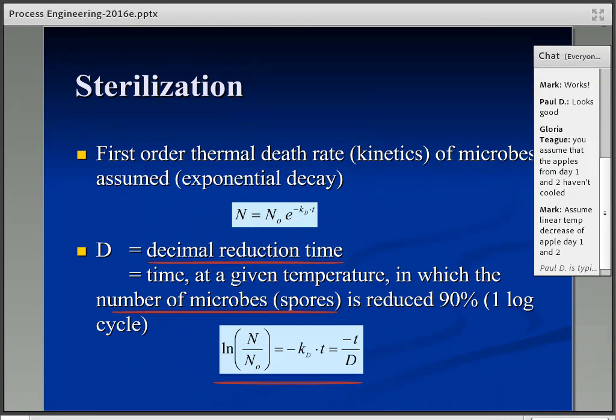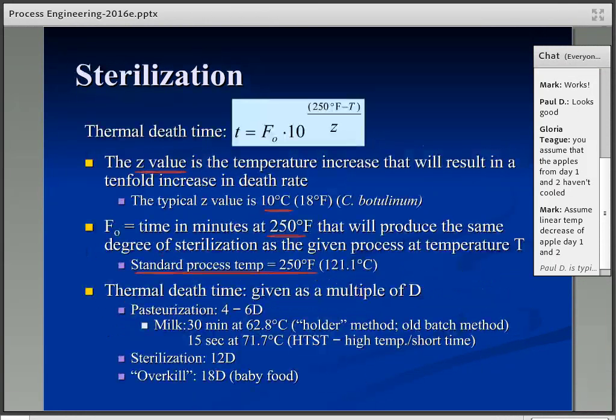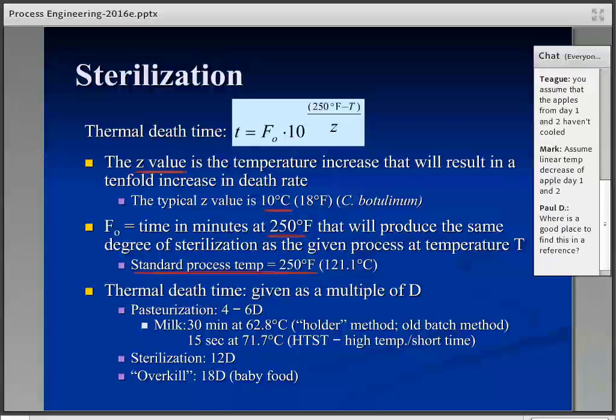Thermal death time is often talked about as a multiple of D, the decimal reduction time that we mentioned on the last slide. For different cases, sterilization itself is usually specified as 12D. In some cases, which I've labeled overkill here, like baby food, you might go higher than that. Pasteurization is in the range of 4 to 6D, although pasteurization has very specific definitions. There are a couple of different definitions that have been used over the years, but it gives 4 to 6D, a multiple of D.